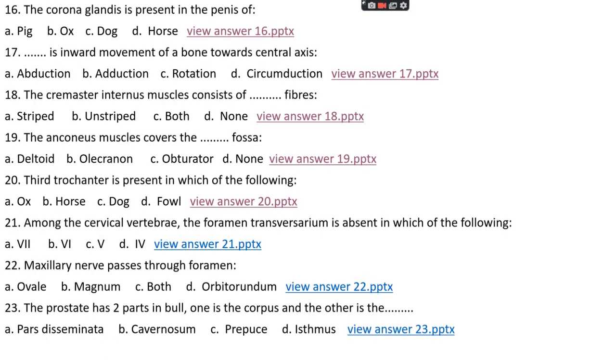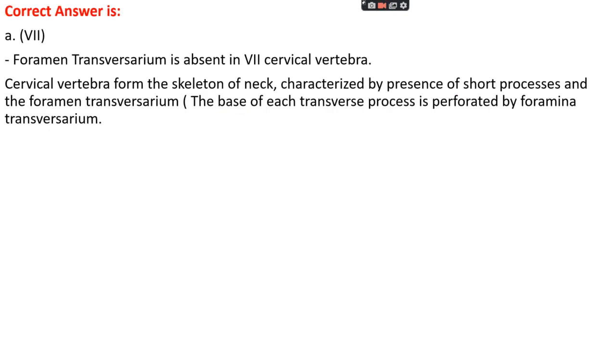Question number 21. Among the cervical vertebrae, the foramen transversarium is absent in which of the following? Option A, seventh cervical vertebra. Option B, sixth cervical vertebra. Option C, fifth cervical vertebra. Or option D, fourth cervical vertebra. The right answer is option A, that is the seventh cervical vertebra.